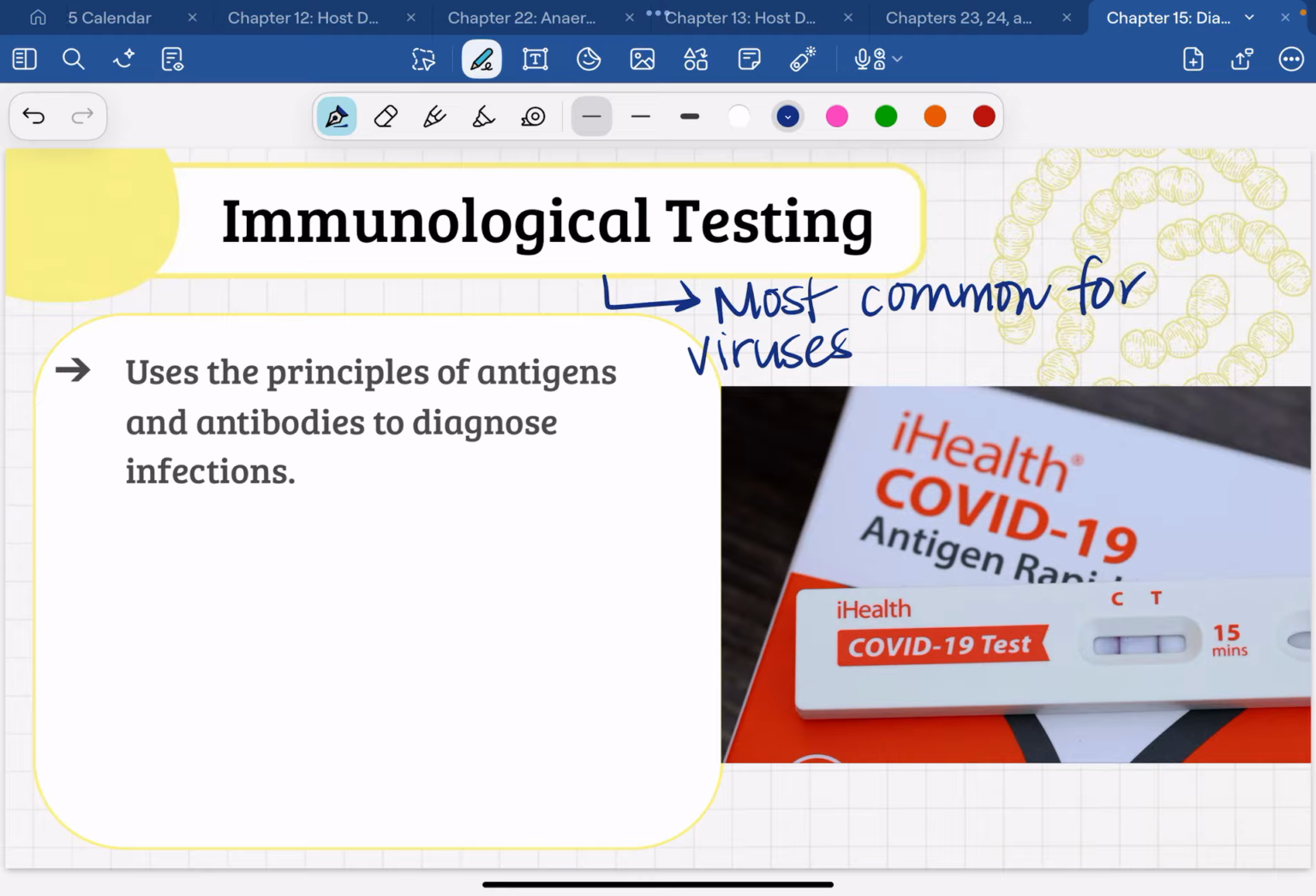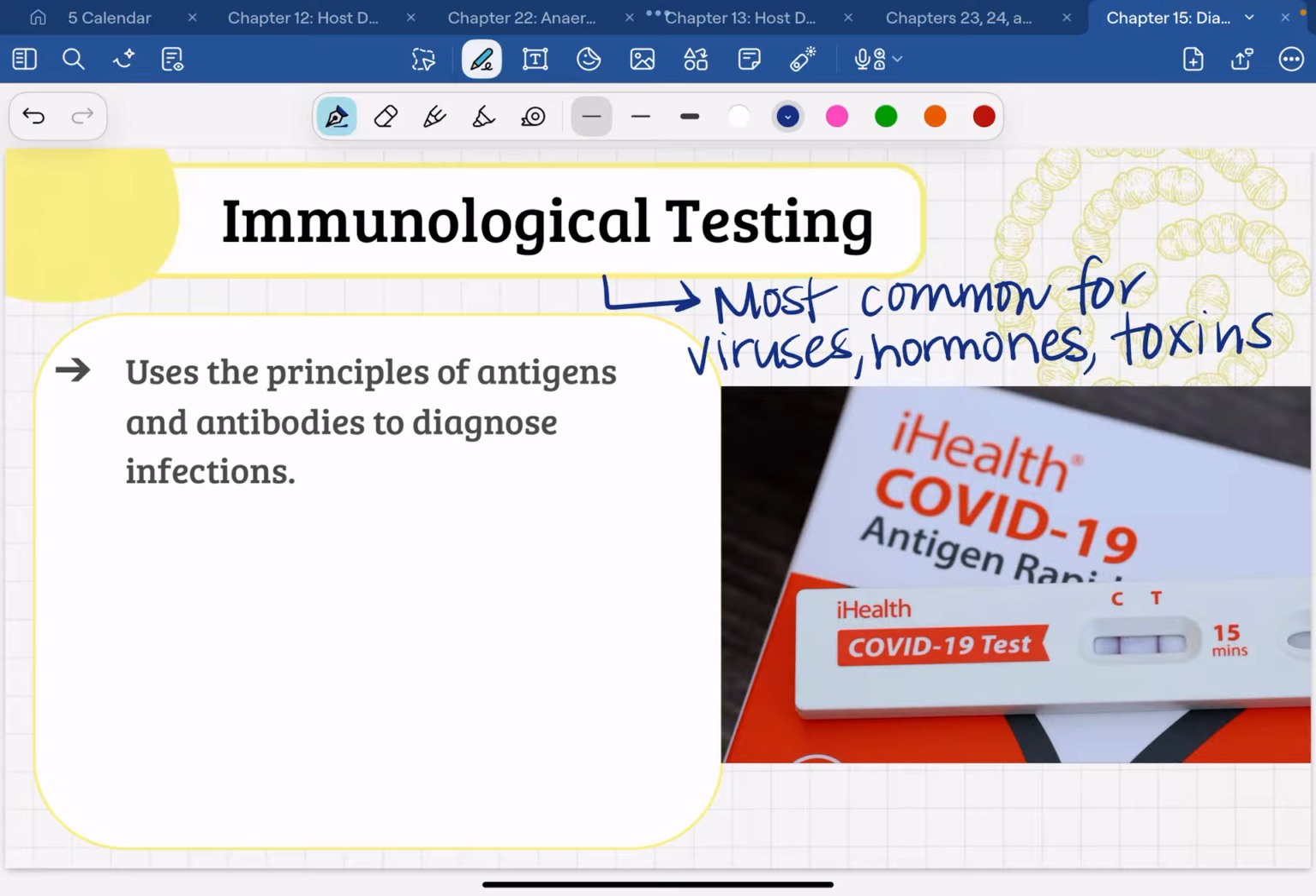Another really common immunological test is for hormones, like pregnancy tests, right? We diagnose pregnancy using pregnancy tests. You pee on the test. 1 line means you're not pregnant, 2 means you are. That's an immunological test. Or certain types of toxins.